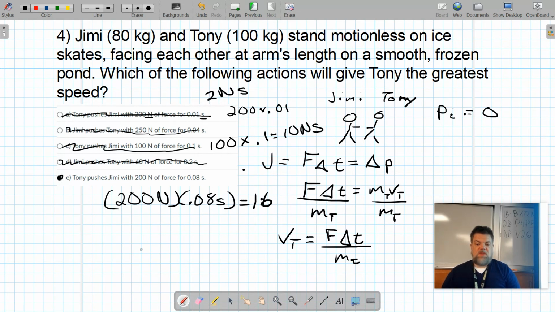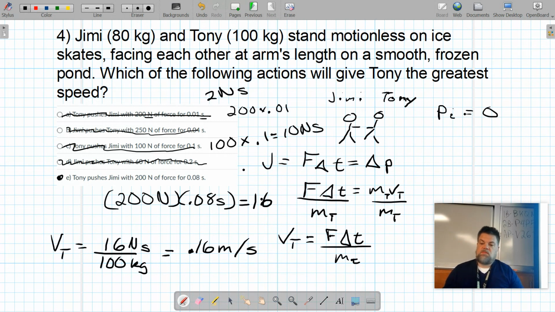That'll give us the greatest speed because, and it doesn't ask you, but if you want to find that speed, you would just say 16 Newton seconds divided by 100 kilograms, which ends up becoming 0.16 meters per second. That wasn't the question, but that will give you the greatest speed. Because the numerator, that impulse on the top, has to be the greatest value in order for that to work, because the bottom will be 100 every time. Okay? Any questions on that one?